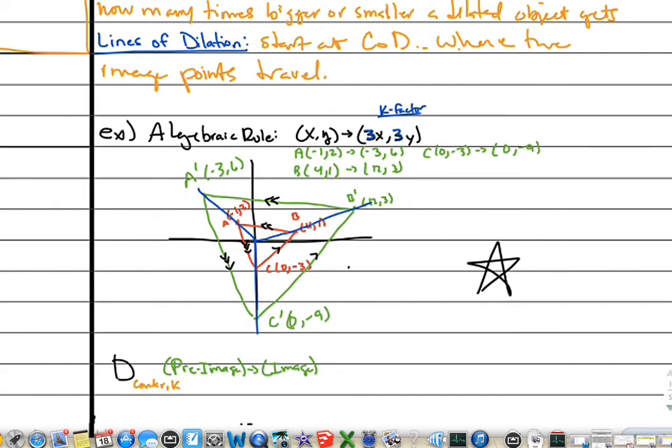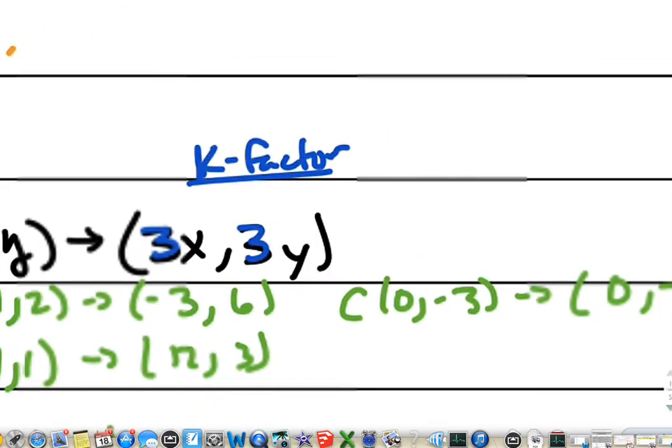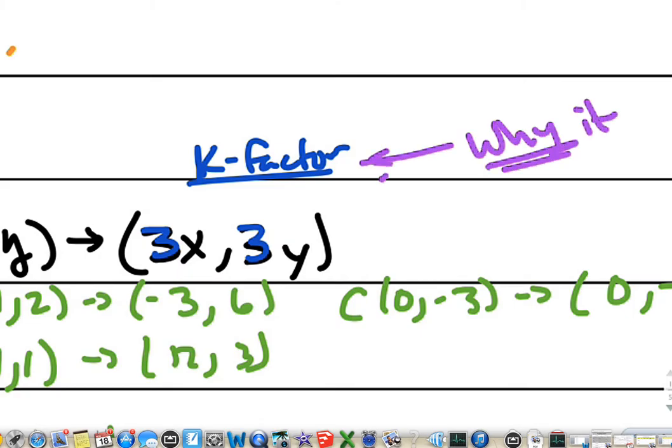You have this algebraic rule that exists, but in the end, the big takeaway here is that this is a non-rigid shape. The main reason for the non-rigidity is actually this right here. The multiplication, that's the first time we've seen that in a rule, and it's had a dramatic effect. The K factor is the reason why it's non-rigid. Okay? Which, again, this should make some sense. Let me explain what I mean.